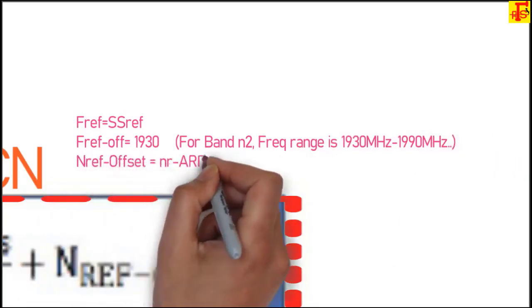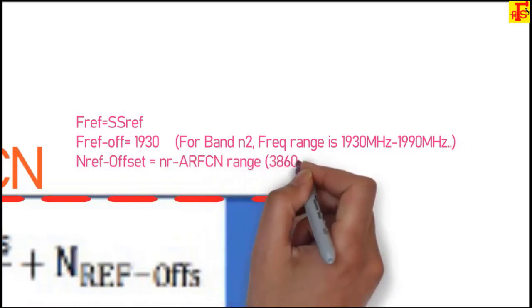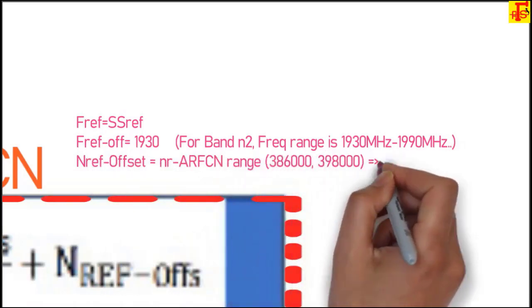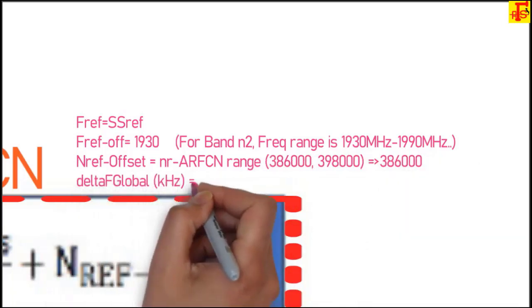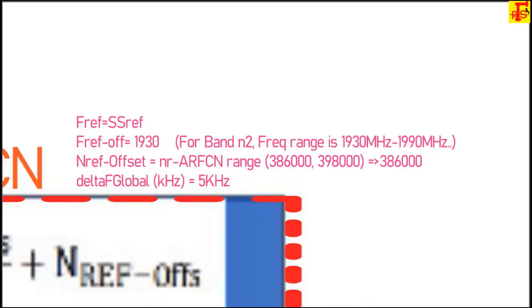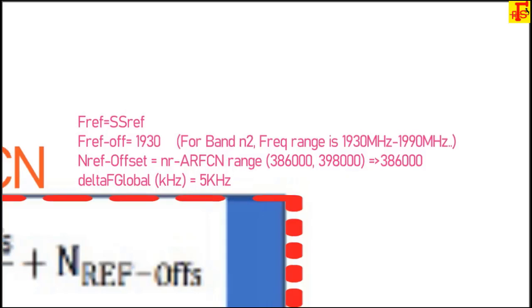So the first value, that is the offset value, is 1930. The NREF offset value is the same as for frequency. The NR-ARFCN range is 386,000 to 398,000, so what will be the offset value? The offset value will be 386,000, right? And delta F global is the frequency raster, that is 5 kilohertz, the size of a small granularity. So one by one we will calculate the SSREF and ARFCN.